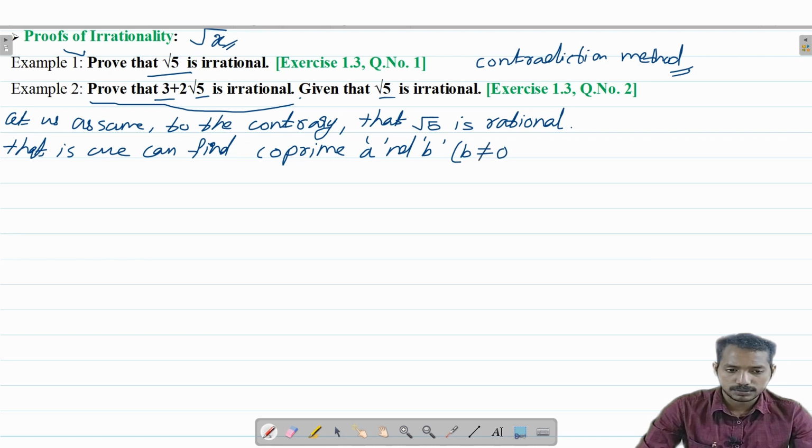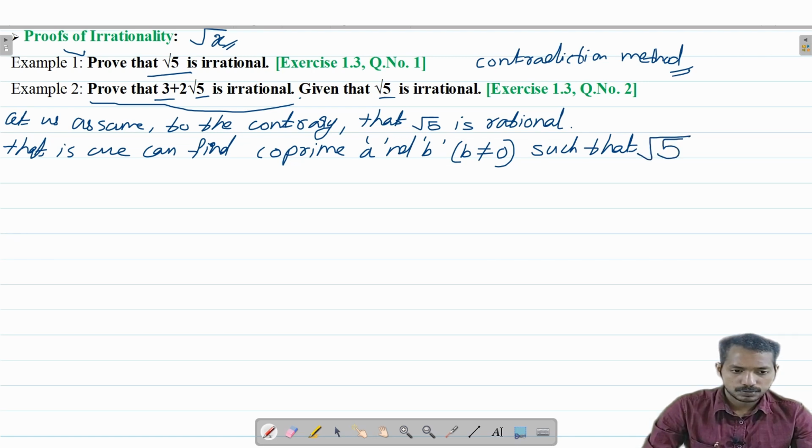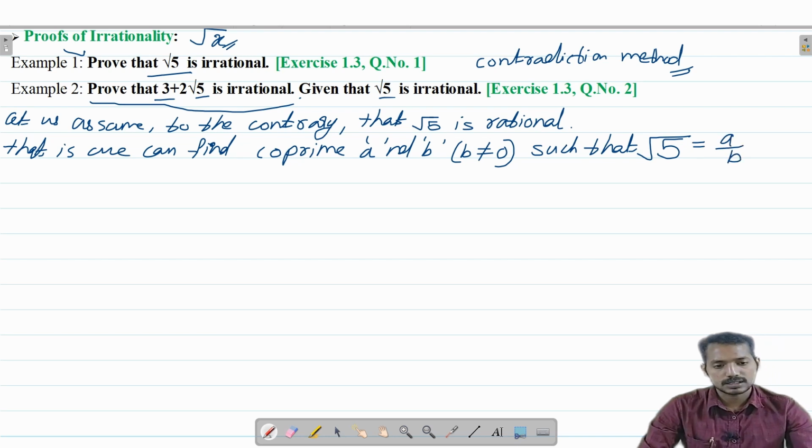That is very confusing because B is a denominator such that root 5 is equal to A by B. Because if it is rational, then that can be represented as a fraction of numerator and denominator, that is A by B.